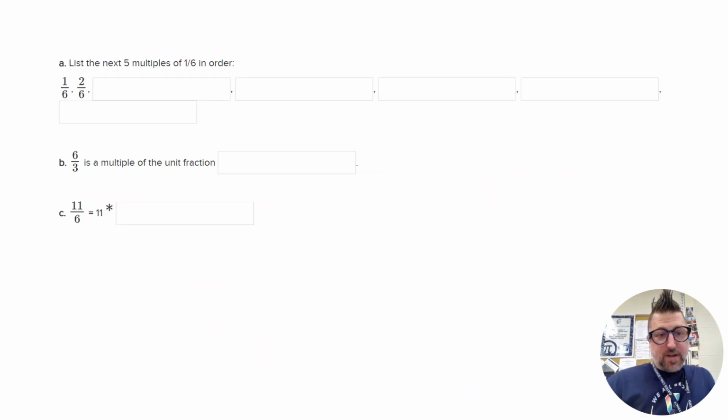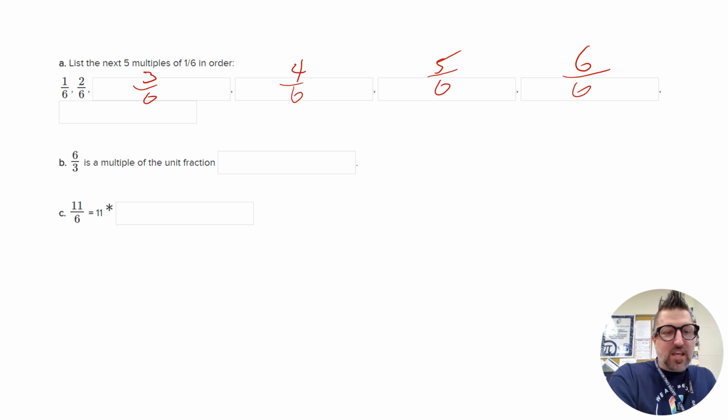When I am finding multiples of a fraction, I'm counting the number of them. So I have 1/6, 2/6. The next would be 3/6, 4/6, 5/6, 6/6, and 7/6.